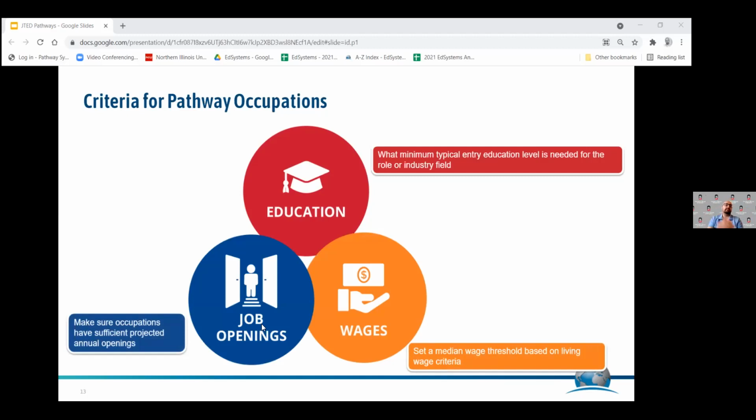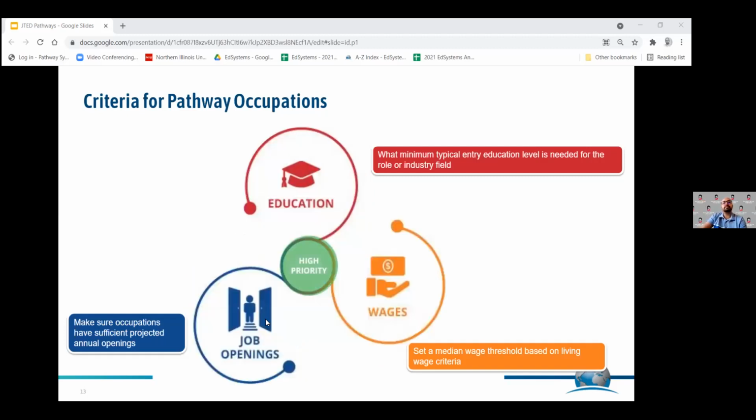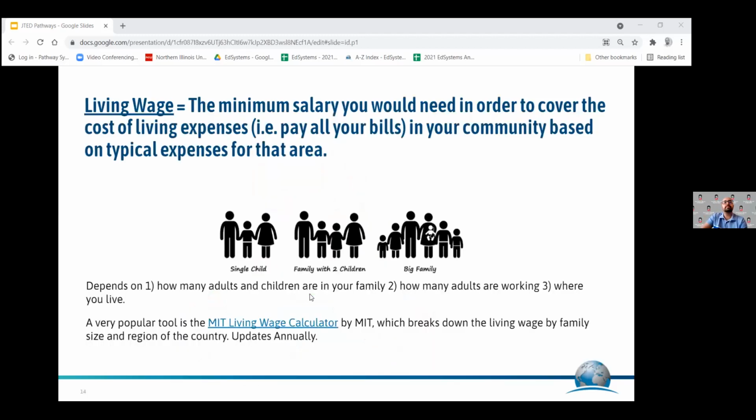And then you always have to be looking at job openings, right? Will this job or occupation or pathway sector have increased openings in the future, so that it's worthwhile to encourage people to enter that sector? And any job, occupation, or industry sector that does well among all 3, we like to think of as a high priority occupation, high priority pathway. So as you think about your job placements or your programs, are you hitting the sweet spot of all 3 and making yourself high priority?